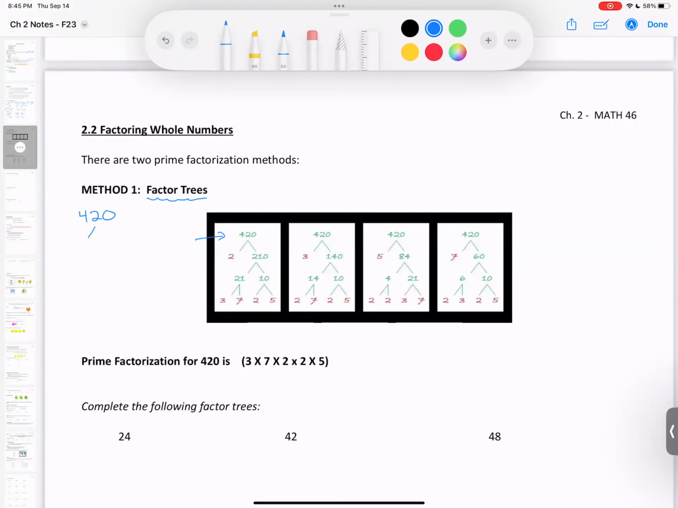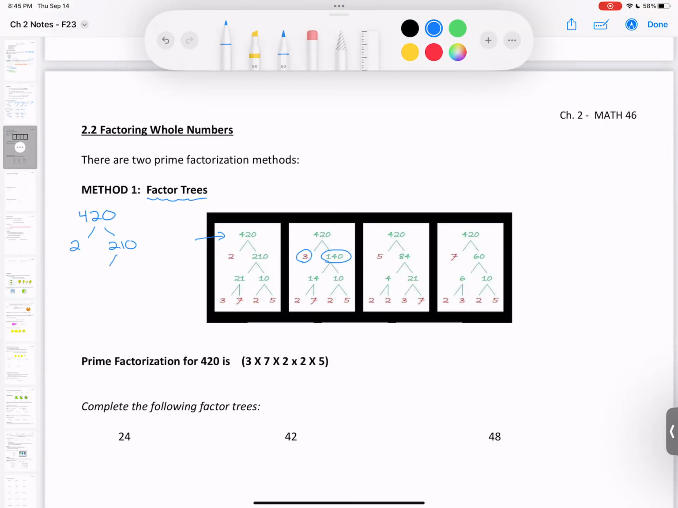But one method I could use is I could say, well, that is 2 times 210, right? You might think, well, that's actually 3 times 140, which means you would do that alternate method. No matter which way you do it, you'll end up with the same result. My 2 is prime, so I'm already done with that branch of my tree. Now I just have to look at my 210.